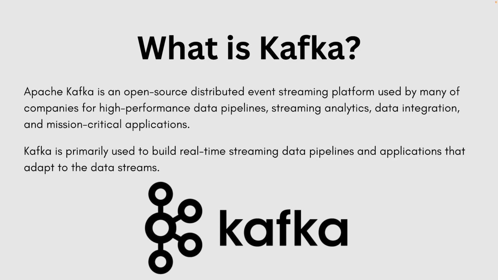So Kafka is primarily used to build real-time streaming data pipelines and applications that adapt to the data streams. So you may have a series of events, but Kafka essentially works as the middleman to make sure that information is getting from point A to point B in a very fast, low latency way, and it handles a lot of real-time data feeds that occur.